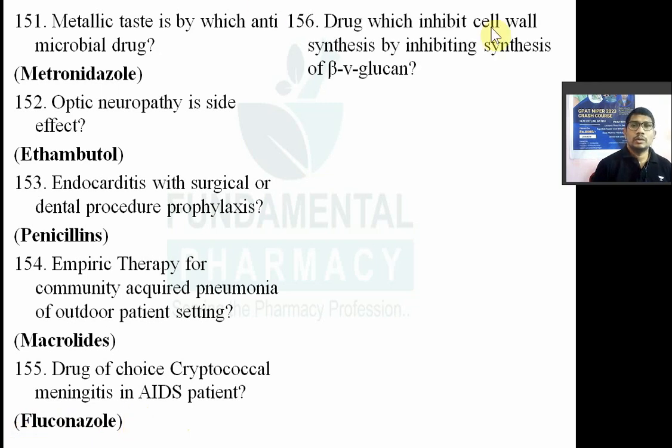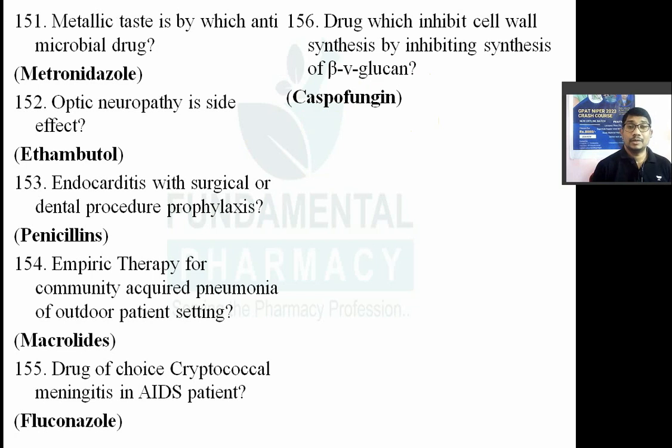Now, which drugs inhibit the cell wall synthesis by inhibiting the synthesis of beta-D-glucan? Beta-D-glucan is a very important component of the fungal cell wall. So obviously these drugs are antifungals. They are the echinocandins, a category of antifungal drugs. Examples are caspofungin, micafungin and anidulafungin. They inhibit cell wall synthesis by inhibiting beta-D-glucan.